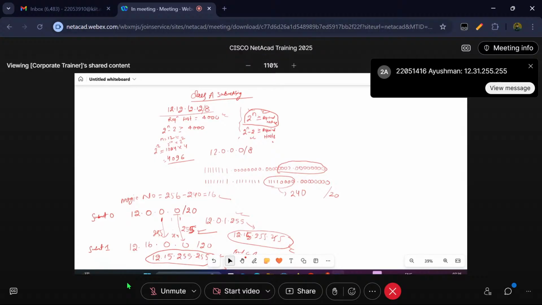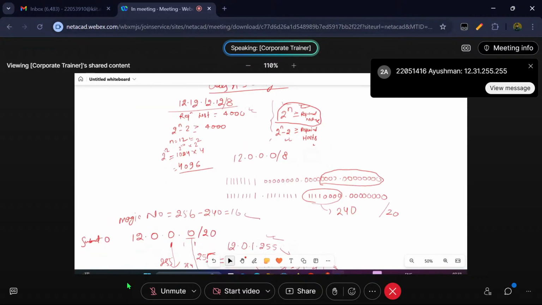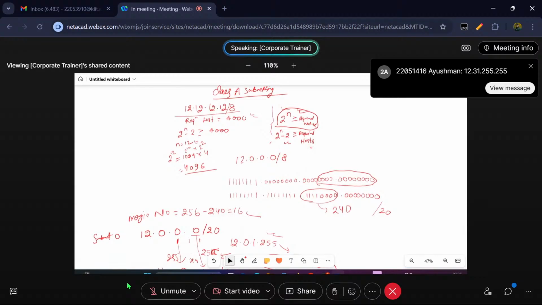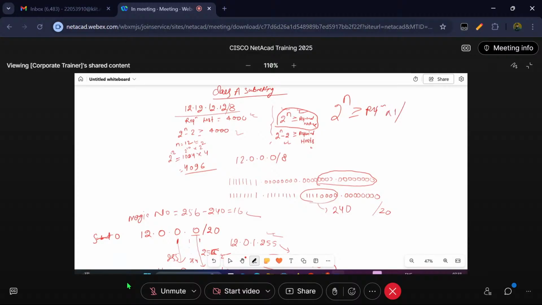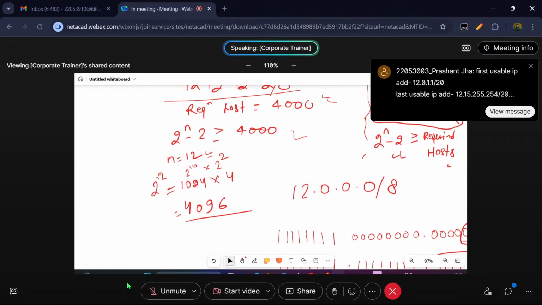Just see. Whenever you're calculating the magic number, you have to first check how many hosts are required. Suppose we have a requirement of 4,000 hosts in this question. So the formula you'll apply is 2 raised to the power n minus 2. If you have a requirement of networks, you have to apply the formula 2 raised to the power n only. Don't subtract 2 because they have updated with the new formulas. So you can write 2 raised to the power n, which is greater than or equal to the required networks. Here in this question, only hosts are required. So 4,000 hosts are required.